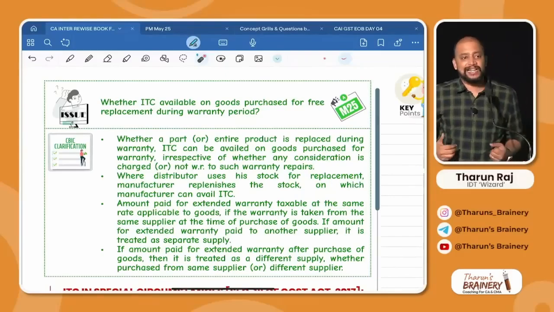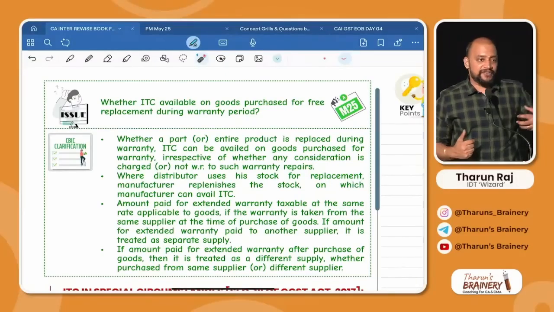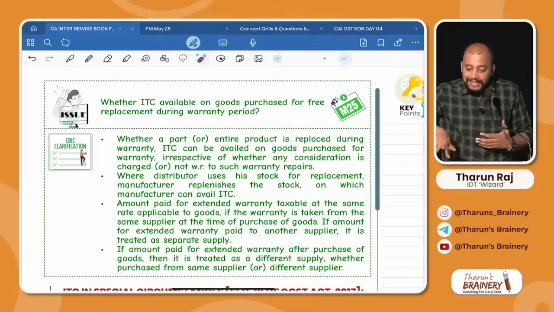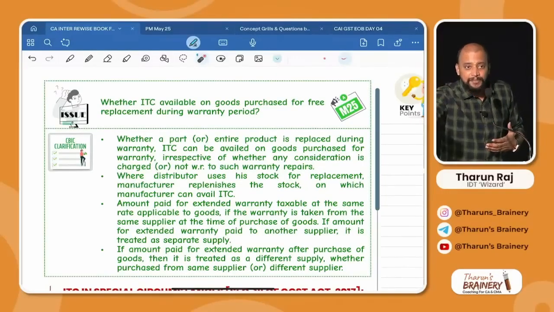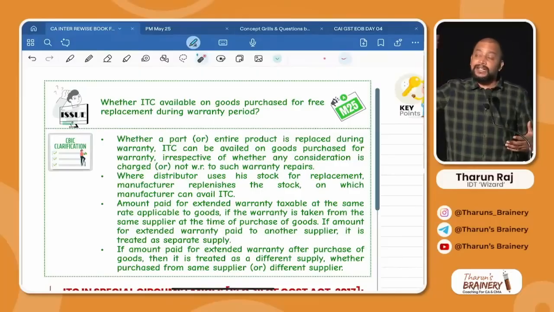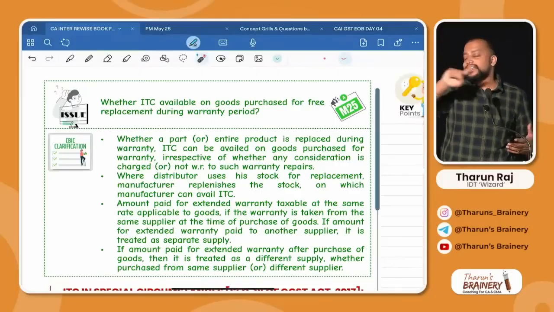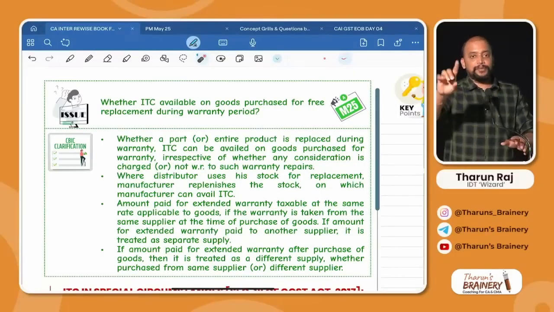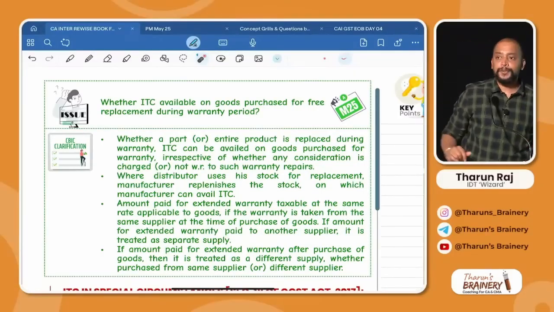Are you understanding this? I purchased a part first, and on the part purchase I am taking ITC. When that part is replaced during the warranty period, will this come under disposal of business asset on which ITC was availed? No. So consequently, it is not a supply. Read that. And one more example, let me complete that also.